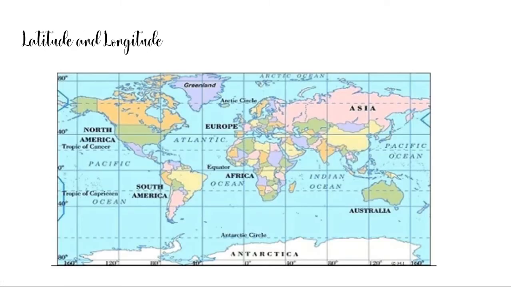Another thing you should know is latitude and longitude. So latitude is the specific distance north and south, and longitude is the specific distance east or west from a location. Together, when you use latitude and longitude, you can find the absolute location.